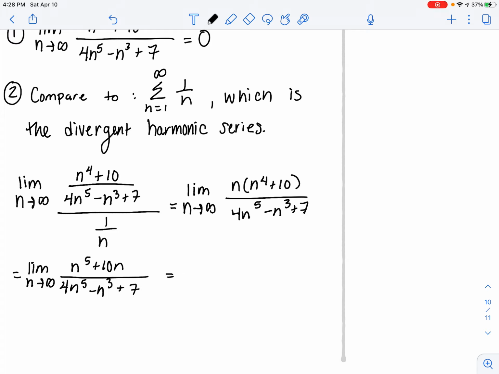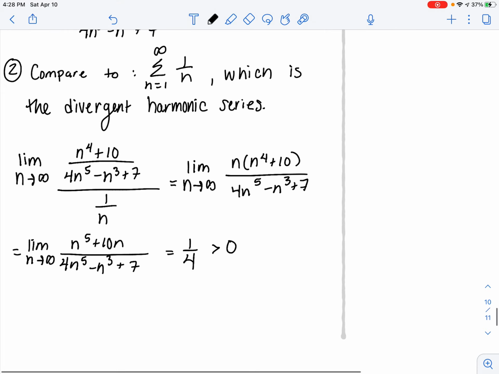the limit of that, now that we have equal degrees in the numerator and denominator, is just the ratio of the coefficients, so that is 1/4, which is greater than 0. We get a positive limit value. So because we get a positive limit value and we know that the harmonic series is divergent, it means the original one is also divergent.